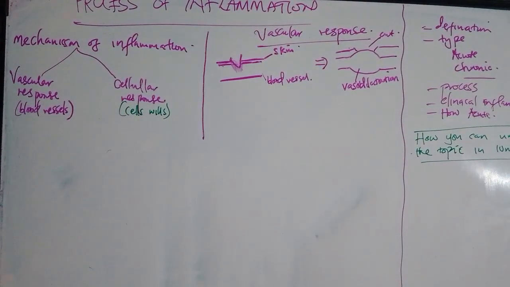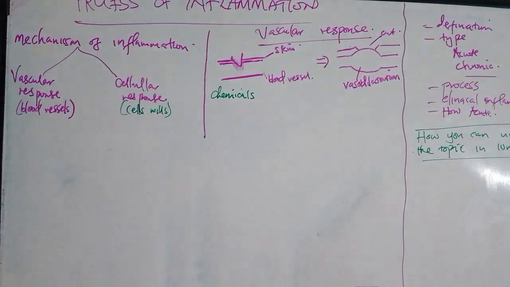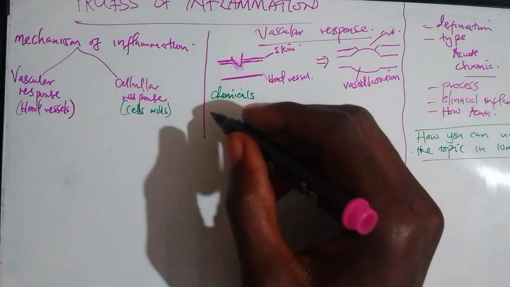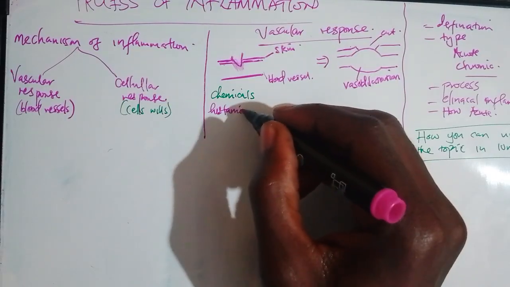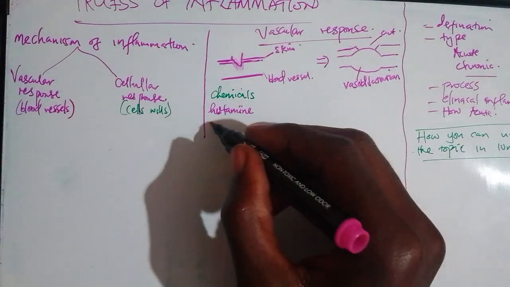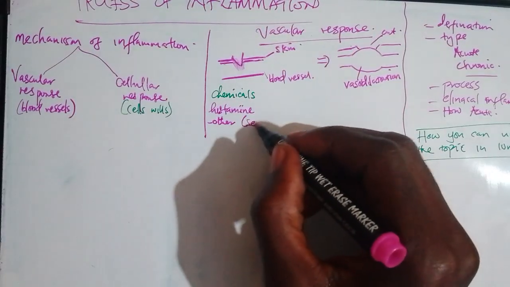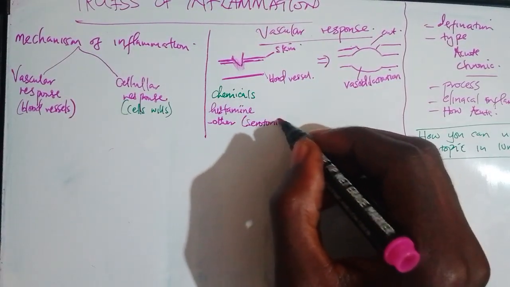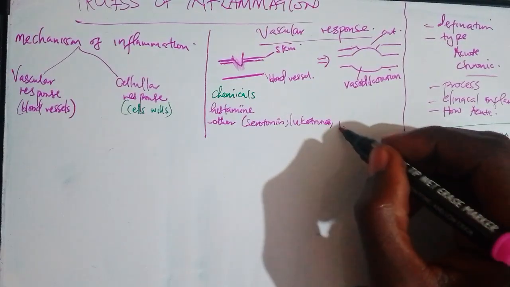So those chemicals are what? You need to know these chemicals. One important chemical which is released under the vascular response is what? Histamine. So histamine is one of the chemicals which is released. Then we also have other chemical mediators: serotonin, leukotriene, and prostaglandin.